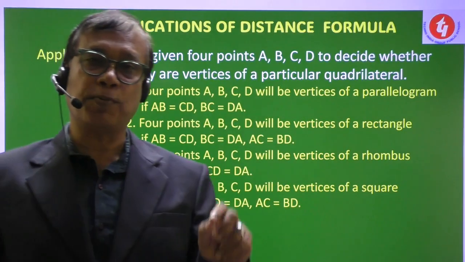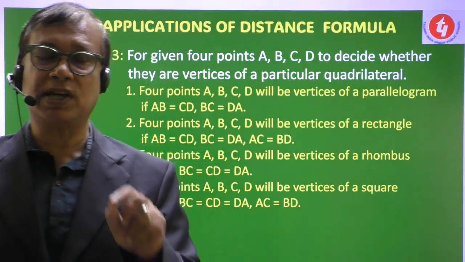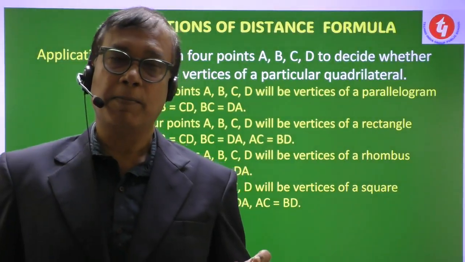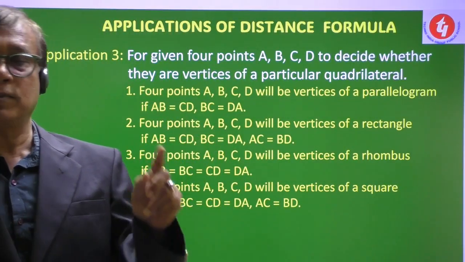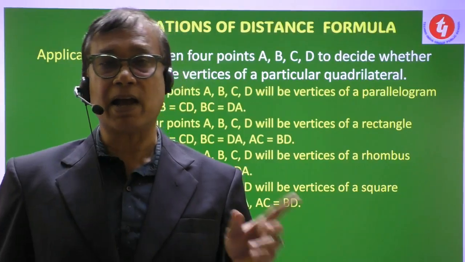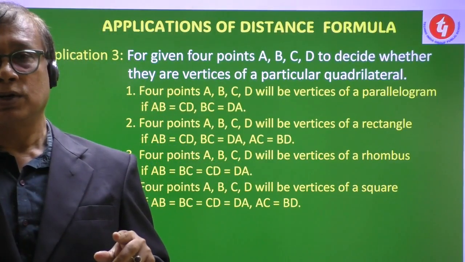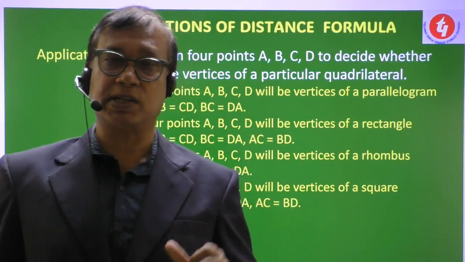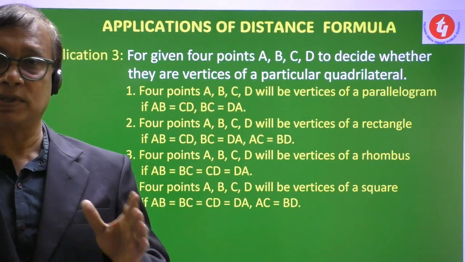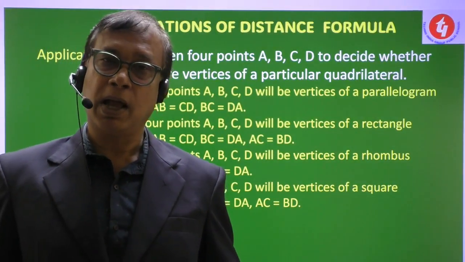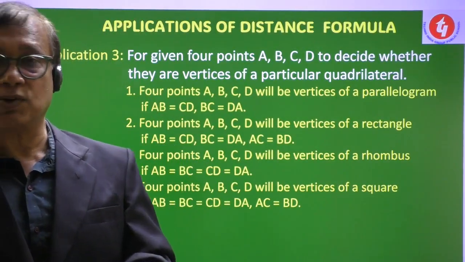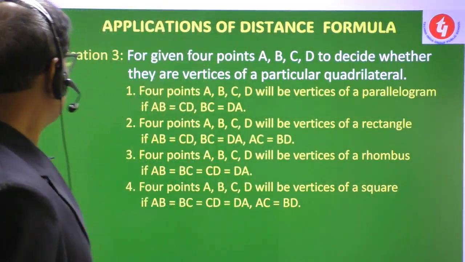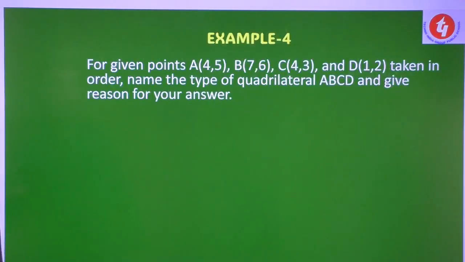So again I am repeating, to prove parallelogram, just show opposite sides are equal. Diagonals equal or unequal, no need to check. But to prove rectangle, we have to prove opposite sides are equal and diagonals are equal. To prove rhombus, just show, not opposite sides, all sides are equal. Is it clear? And for square, all sides are equal and diagonals are equal, that we have to show. Is it clear? So now example number 4.